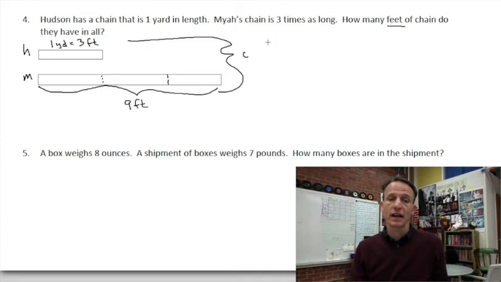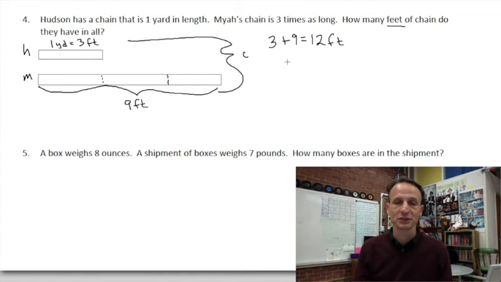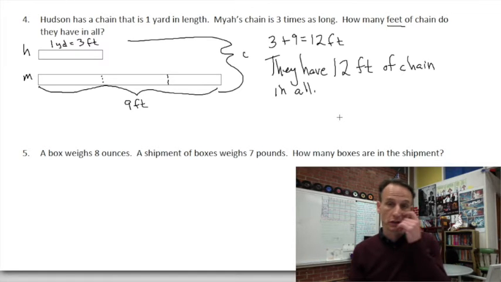Yeah, how's that? So it's just 3 feet plus 9 feet is 12 feet. I know this one's pretty... I'm thinking, did I do something wrong? Because it was so straightforward there. All right, so they have 12 feet of chain in all. What they're going to do with it, I don't know.